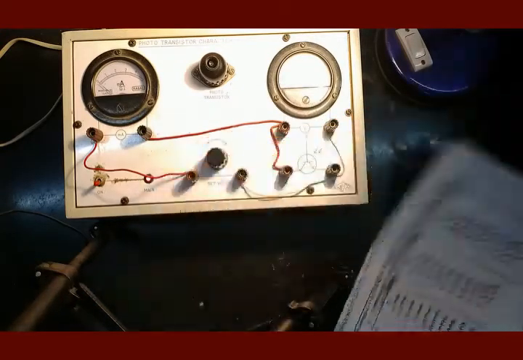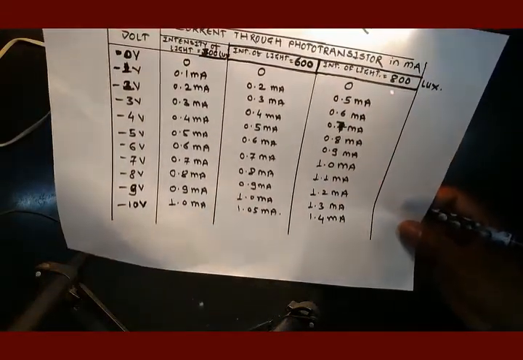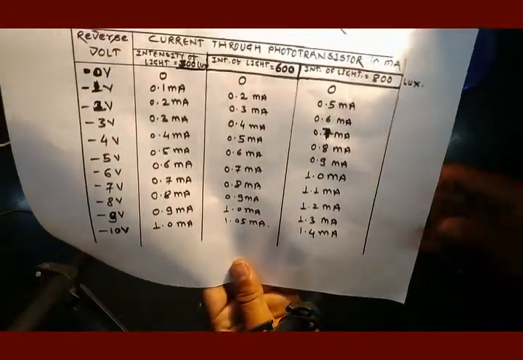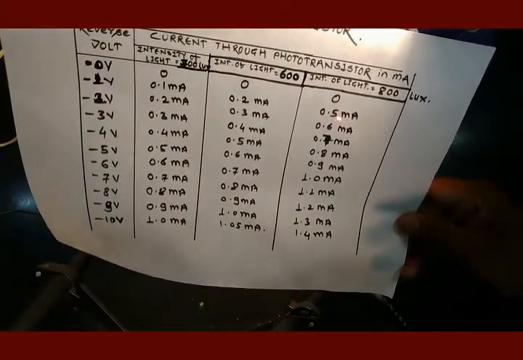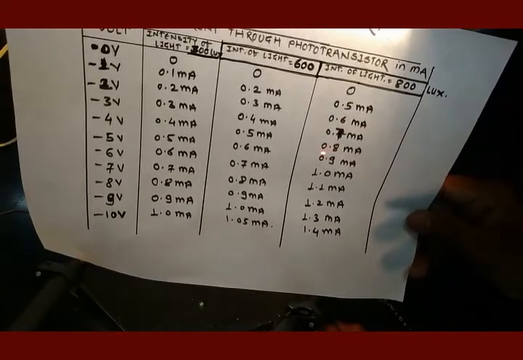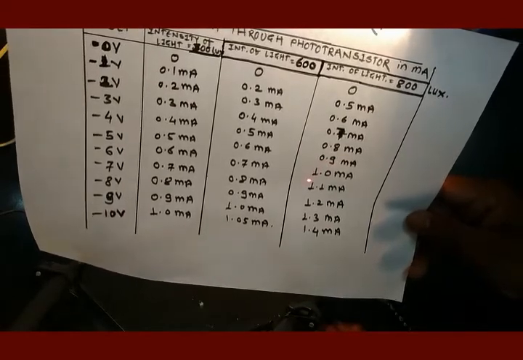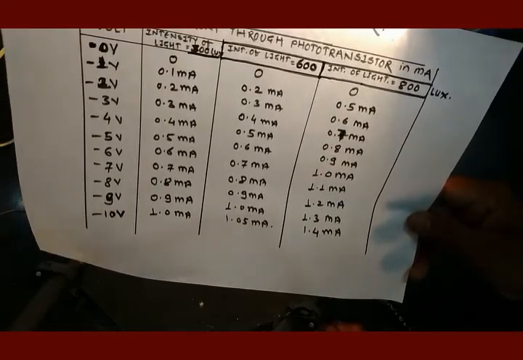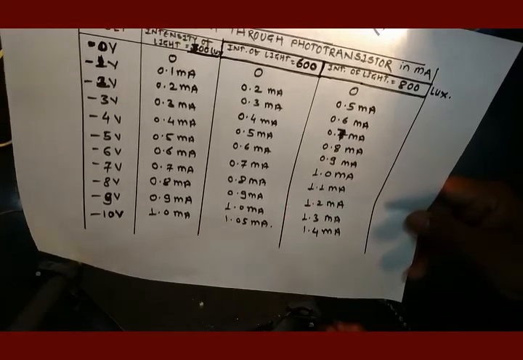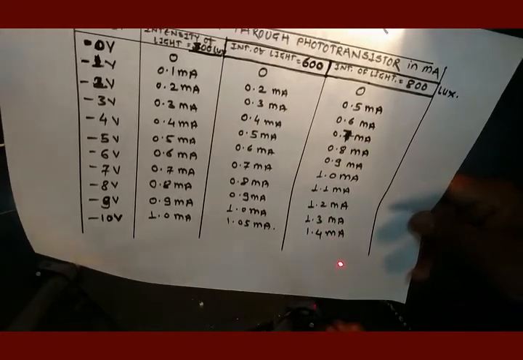These are the readings for the third set. In the third set, the intensity of light is held constant at 800 lux. For 0 volt, current is 0. For minus 1, current is 0.5. For minus 2, 0.6. For minus 3, 0.7. For minus 4, 0.8. For minus 5, 0.9. For minus 6, 1. For minus 7, 1.1. For minus 8, 1.2. For minus 9, 1.3. And for minus 10 volts, current is 1.4 milliampere.